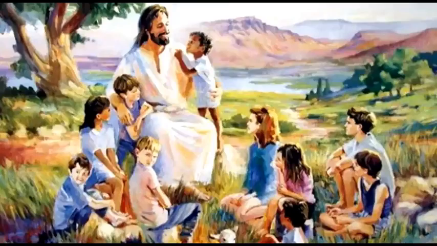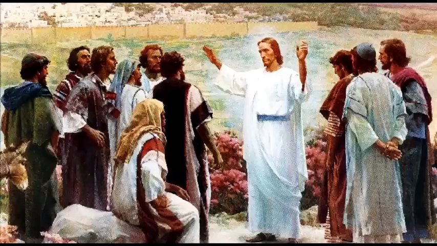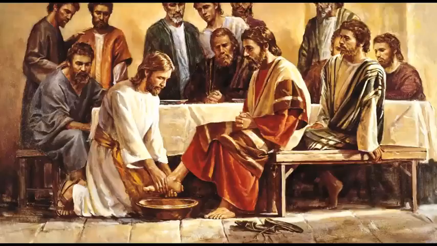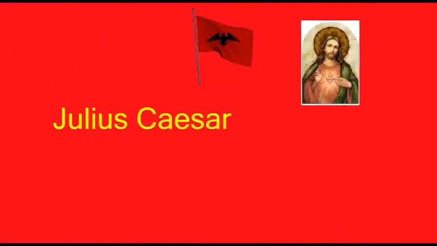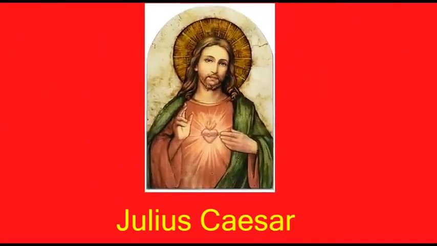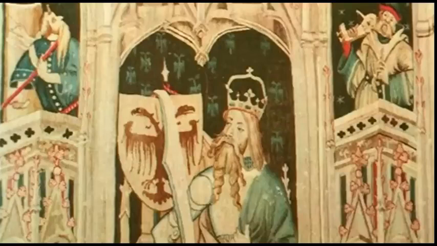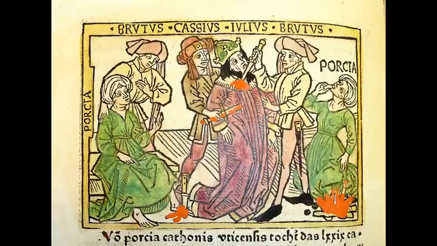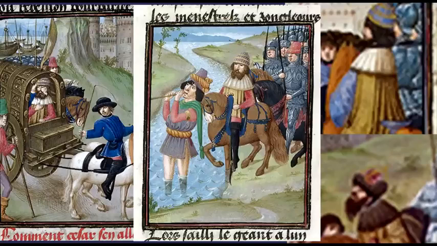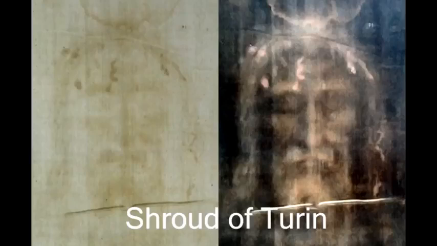So let's turn this equation. You have Julius Caesar with the wrong face. And you have Jesus Christ with the wrong name. I already showed you that in the Middle Ages, Julius Caesar was depicted with a beard. So I think there might be some evidence in the Shroud of Turin.